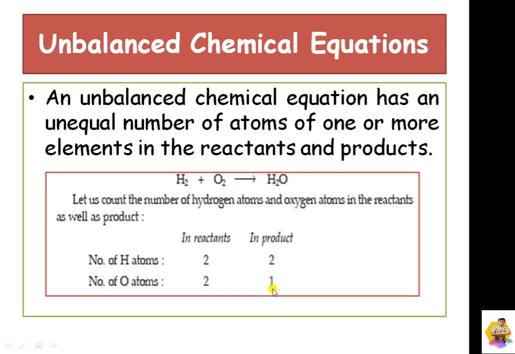So here is the problem. That means the total number of atoms on the reactant side and the number of atoms on the product side are not equal. When this kind of thing happens, we generally call it an unbalanced chemical equation.